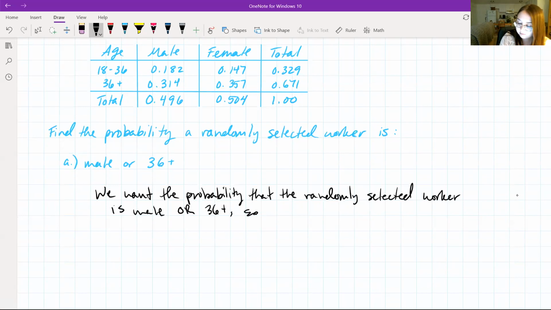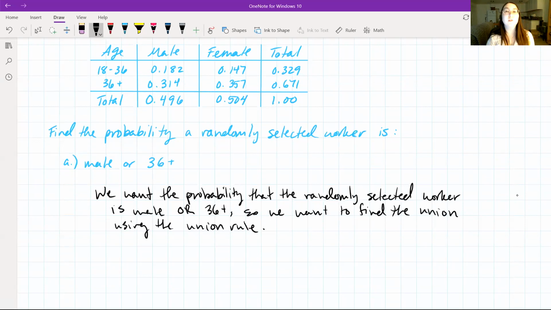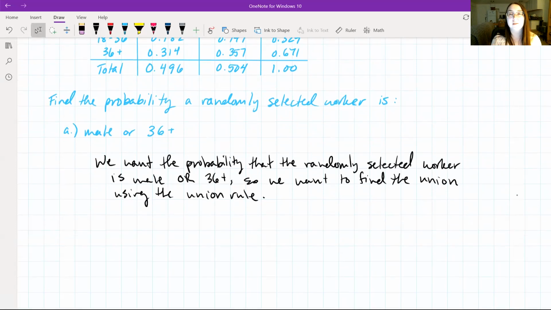So we want to find the union using the union rule. We want to use the union rule to find the probability of the union, having a male or a worker over the age of 36.